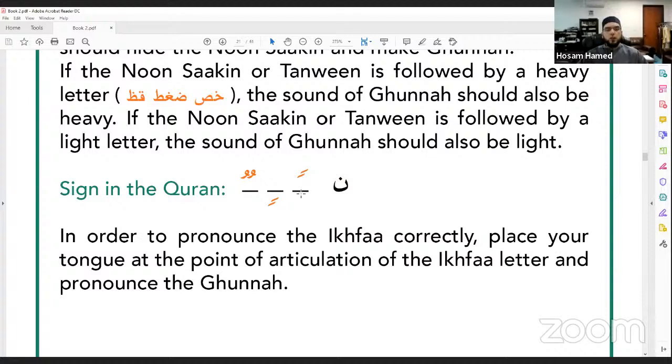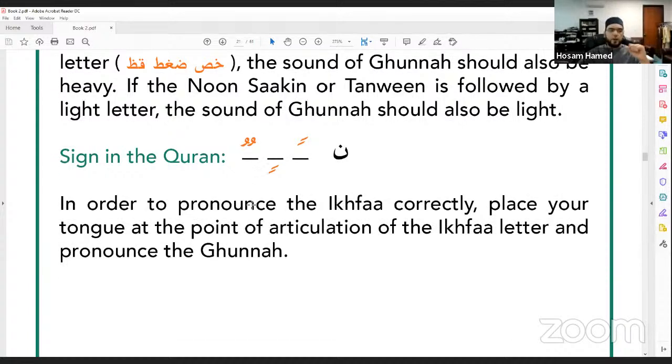The sign in the Quran: when we implement ikhfa on a nun sakina, it is written in the mushaf as only a nun, without a sukun or anything on it. If it is tanween al-fath, the two fathas are one after the other, one following the other. The same applies to tanween al-kasr or tanween al-damm. This is the sign to know when we are applying the ikhfa in the Quran.